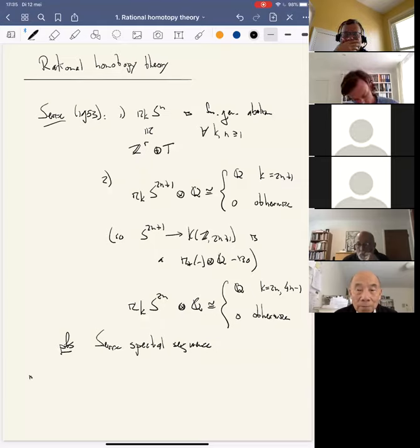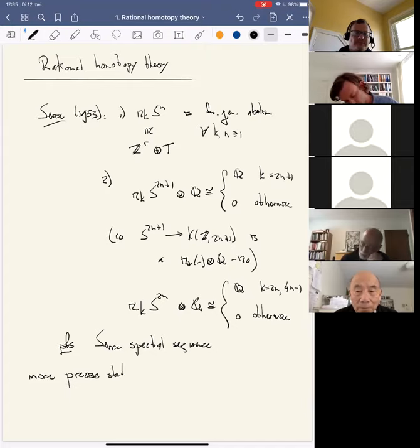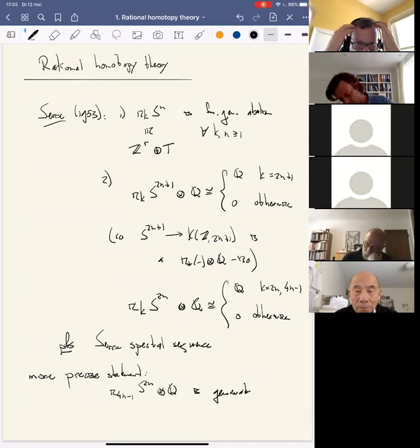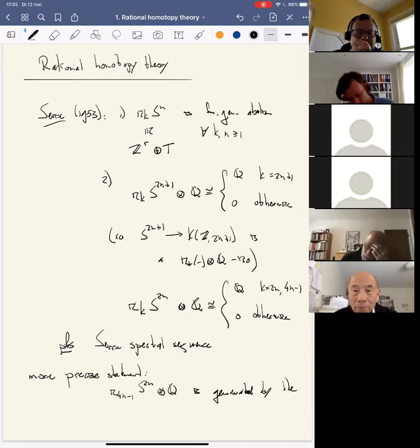Here's a slightly more precise statement of the second calculation. So the rational homotopy groups of the even sphere, this π_{4n-1}(S^{2n}), you can give an explicit generator for it, and it's generated by the Whitehead bracket.